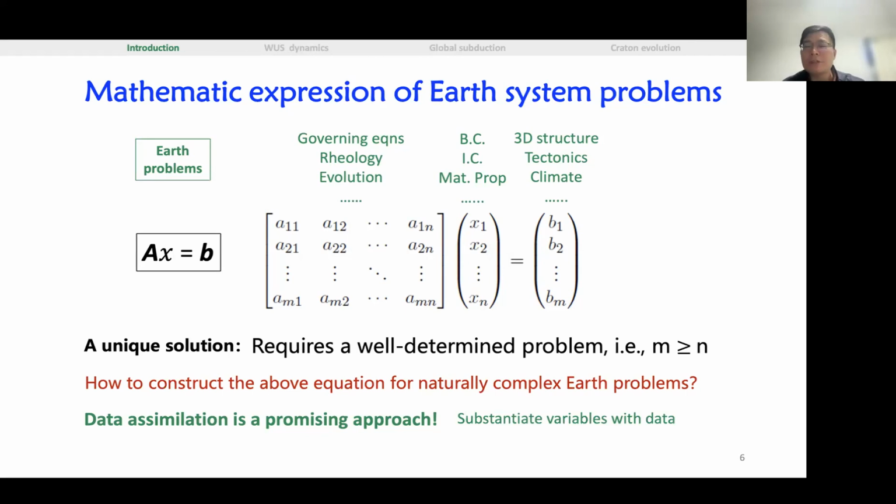And of course, this whole approach can be very flexible. For example, you can choose to substitute which variable and leave which variable as an unknown, right? That's basically how you formulate your scientific problem, right? So in other words, with data simulation, you can really formulate and solve a lot of interesting problems.